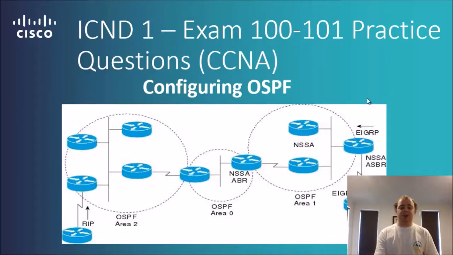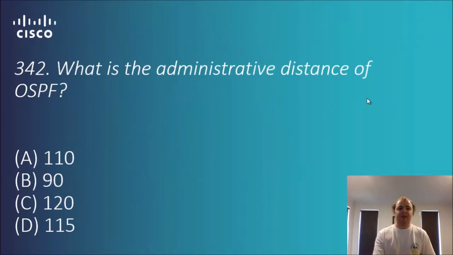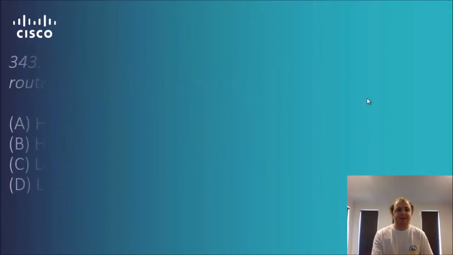G'day guys, and welcome back to another lot of Cisco questions, and today I'll be configuring OSPF. 342, what is the administrative distance of OSPF? We've got 110, 90, 120 and 115. Rote memory, the answer here is A, 110.